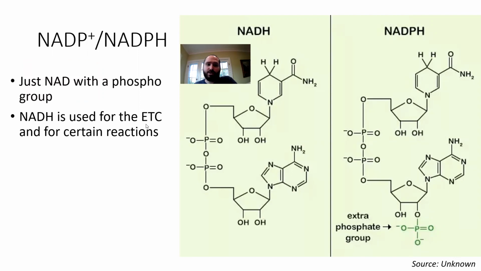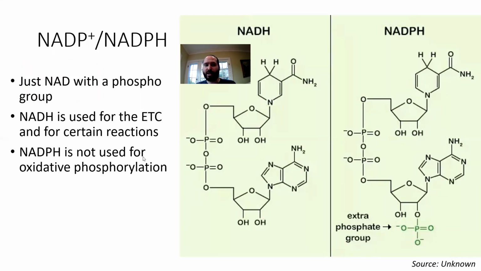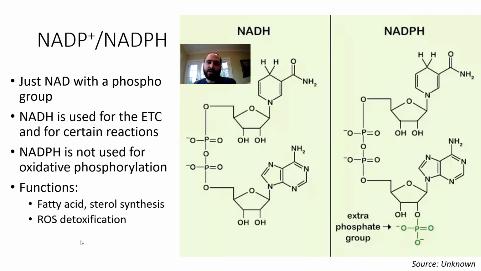Now, NADH is used for the electron transport chain and for certain reactions. NADPH, on the other hand, is not used for oxidative phosphorylation. The functions of NADPH, as we saw on the previous slide, will be synthesis of fatty acids and steroids, sterols, as well as reactive oxygen species detoxification. So those are the specific purposes of NADPH, and we would make NADPH if we needed to do those specific purposes. And otherwise, we won't make it.